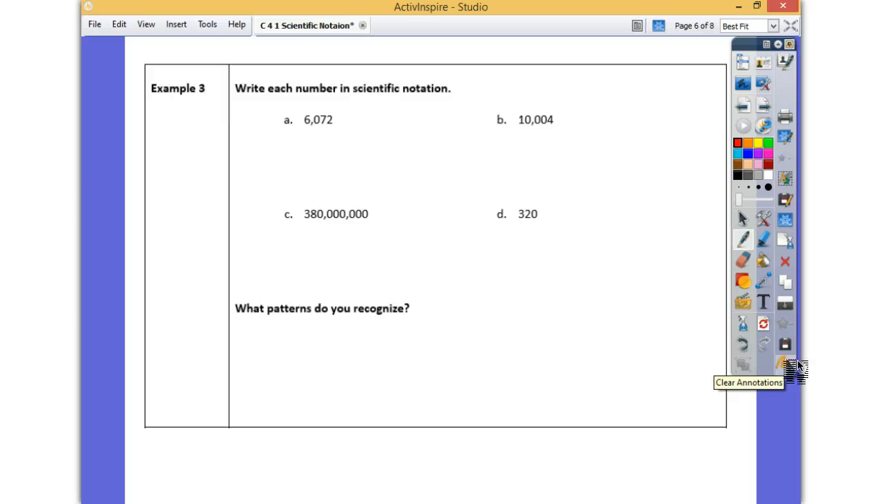All right, what do you get for B? Hold up your answer there. So I'm seeing on your whiteboard, you put your decimal right here after the 1. So we're going to have 1 point. Do I have to have these zeros in there? Yes, because of this 4 at the end. All right? So 1.0004 times 10 to the, how many times did we move it? 1, 2, 3, 4, to the 4th power.